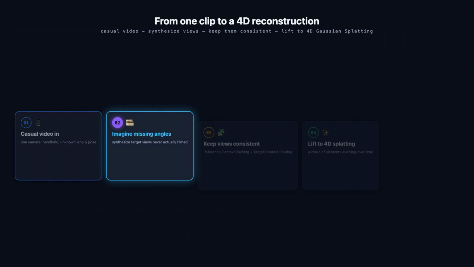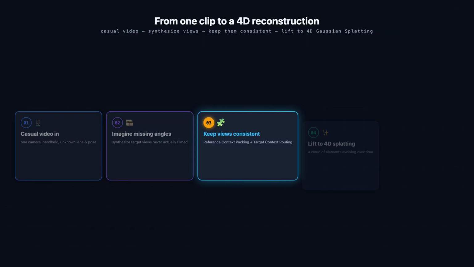Next, it imagines the missing angles. A video generation model synthesizes new target views of the same person, essentially filming them from cameras that were never there, so the system has many viewpoints to reconstruct from instead of the single one you actually shot. Now the hard part, keeping all those invented views agreeing with each other. Push a diffusion model past the handful of views it can hold at once and the extra ones start to drift and contradict. 4DAnyone fixes this with 2 designs it calls reference context packing and target context routing, which keep appearance and global structure consistent across dozens of views.